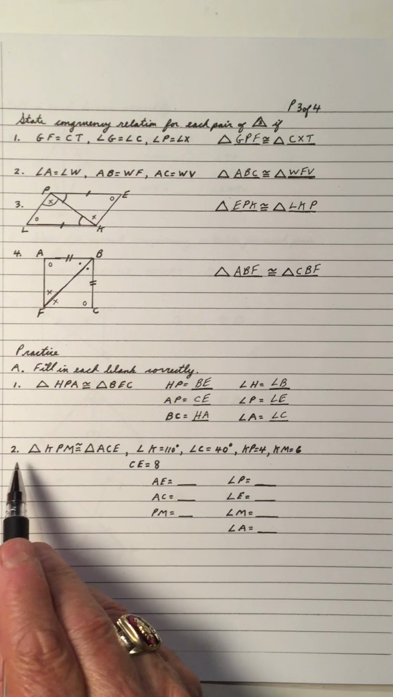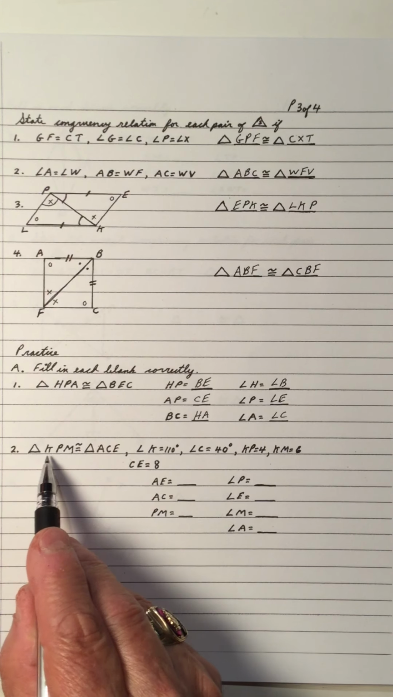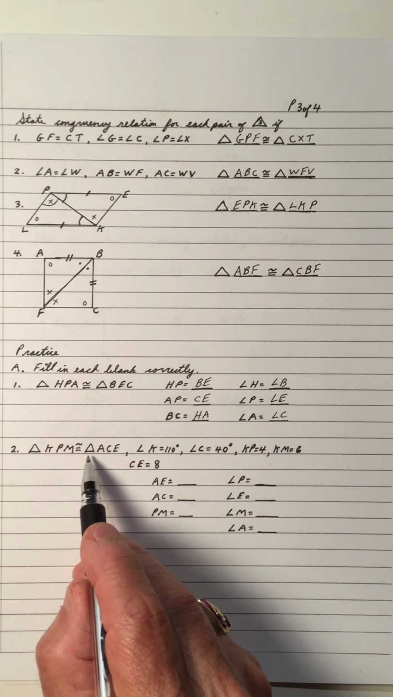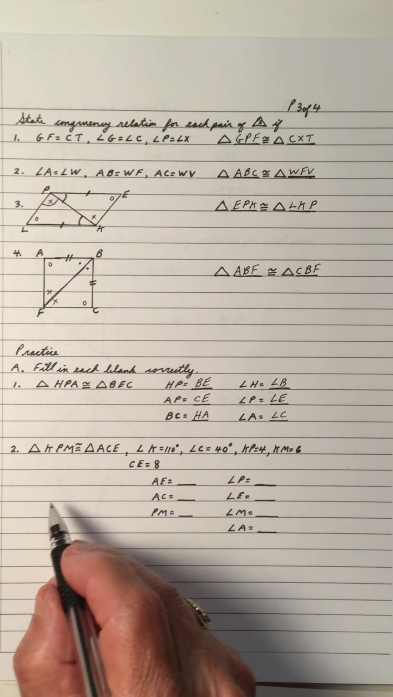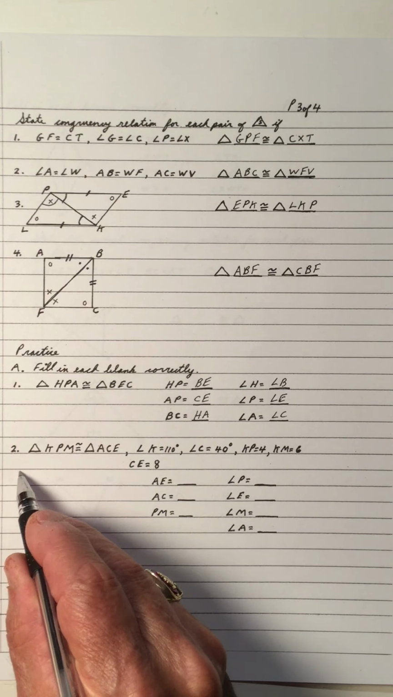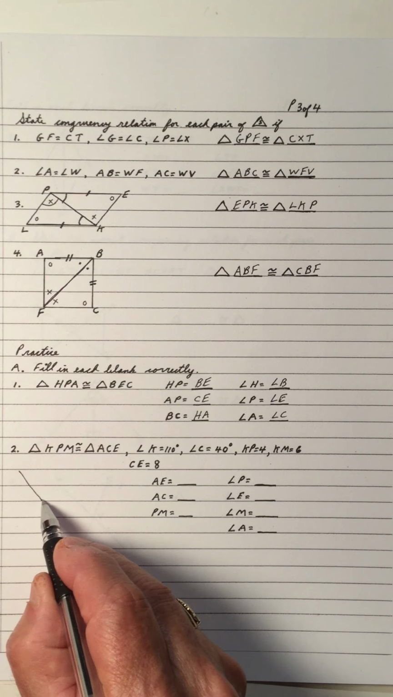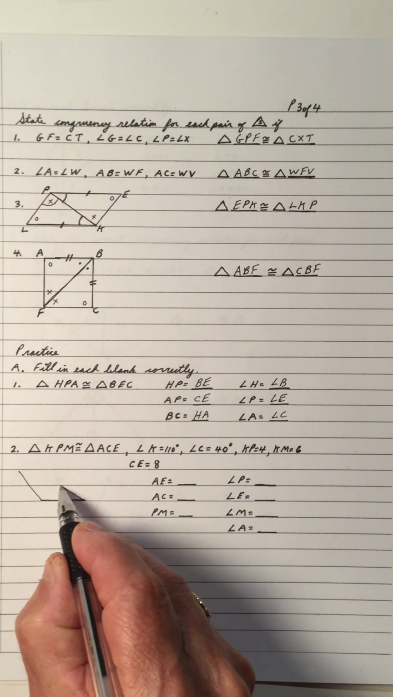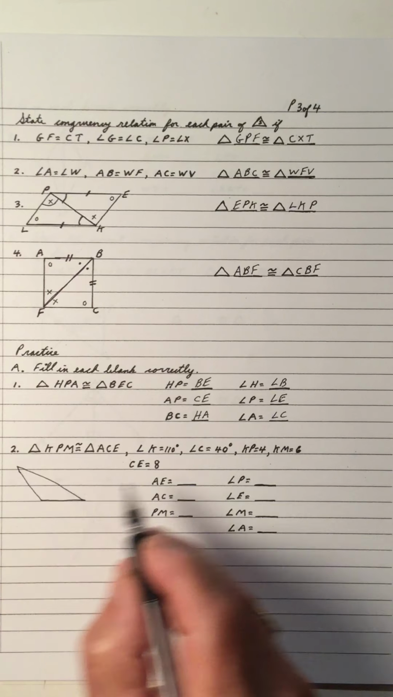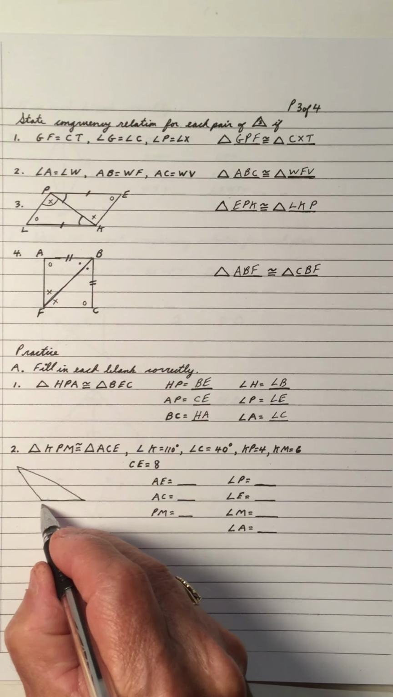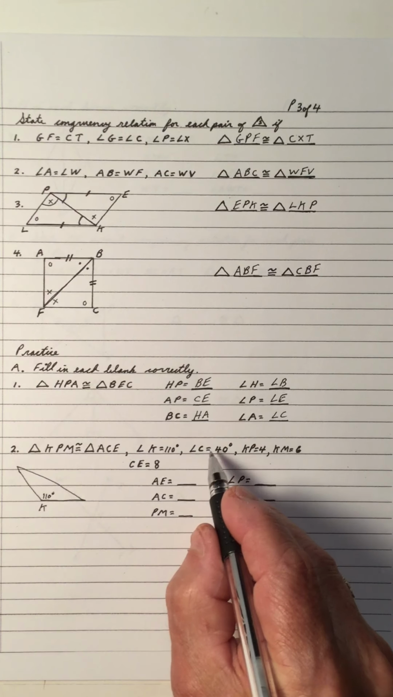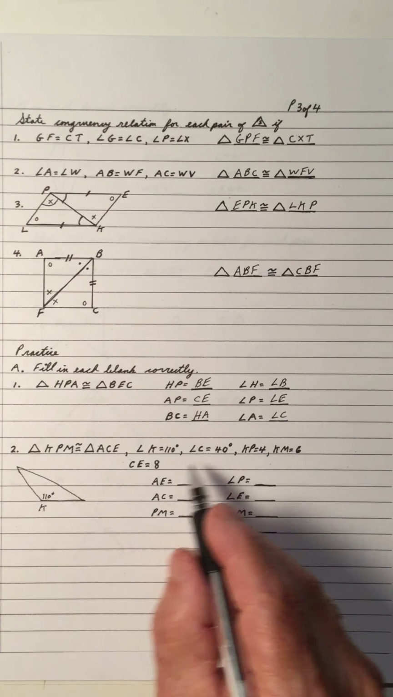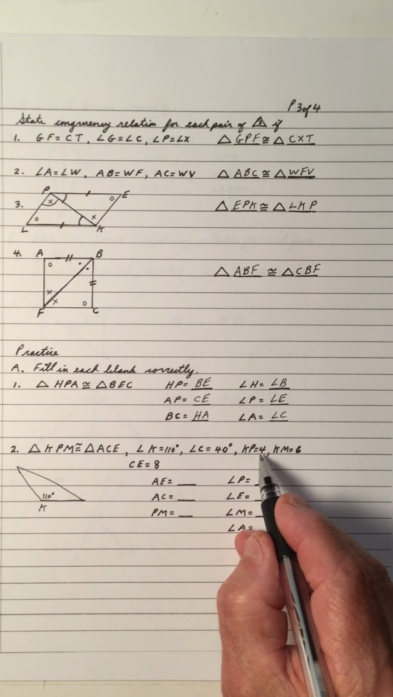And like before, we have triangle KPM is congruent to triangle ACE. So let's draw a triangle now. Let's make the angle 110 degrees, looking like 110. So it says angle K is 110. Okay, angle C is in the other triangle.